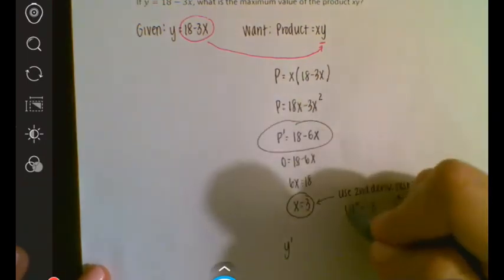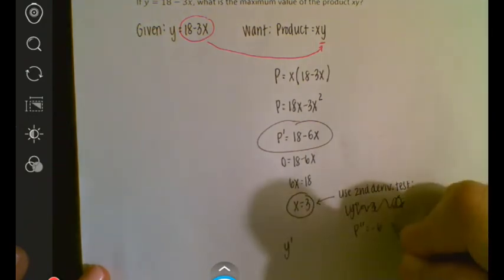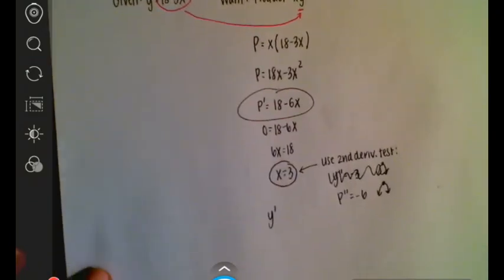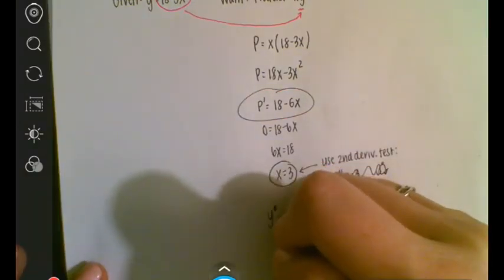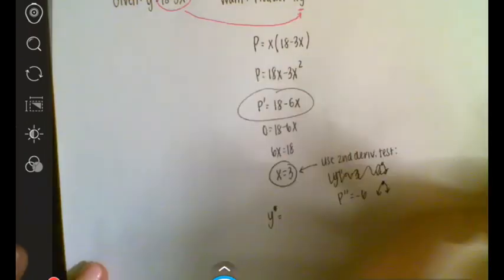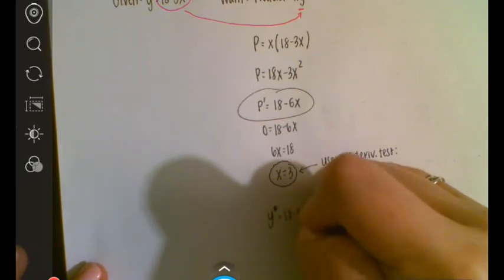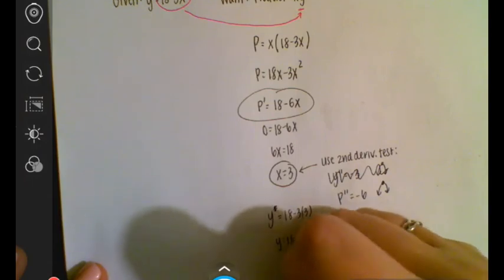Derivative of this, that's what I'm messing up on. So my P double prime would be negative 6, which again would still be a maximum here. Sorry about that. So my y value, once I know what my x value is, I want to take my x value and plug that back in to find out what my y value is. So my y would be 18 minus 3 times 3. So y would be 18 minus 9. So y should be a value of 9.